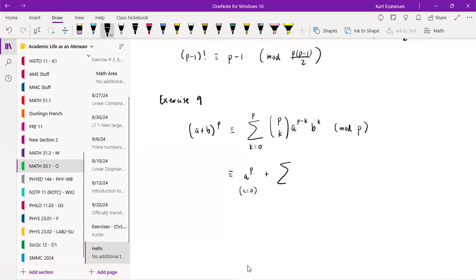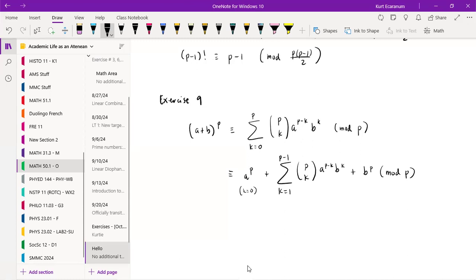So, plus summation. Okay? Summation pa din. So, wala na yung k equals 0. We have k equals 1 na. Plus b to the p. So, we have b to the p mod p. B to the p. So, tinanggal natin yung b. Yung k equals p dito. So, instead na from 1 to p, k runs from 1 to p minus 1 na lang yung summation.